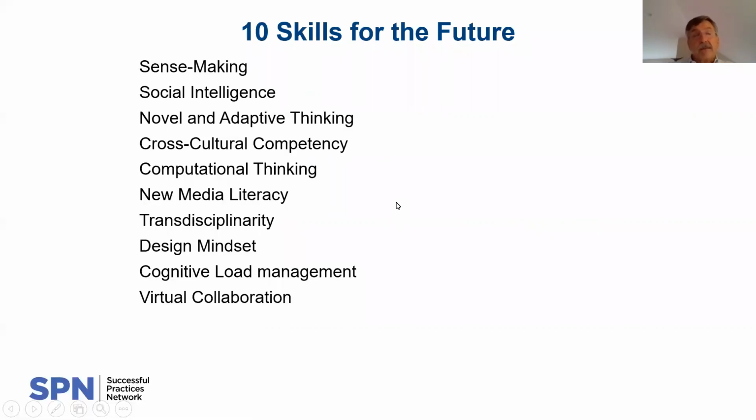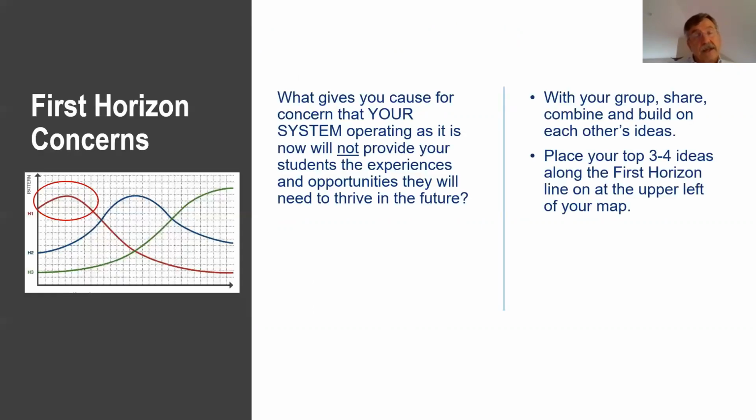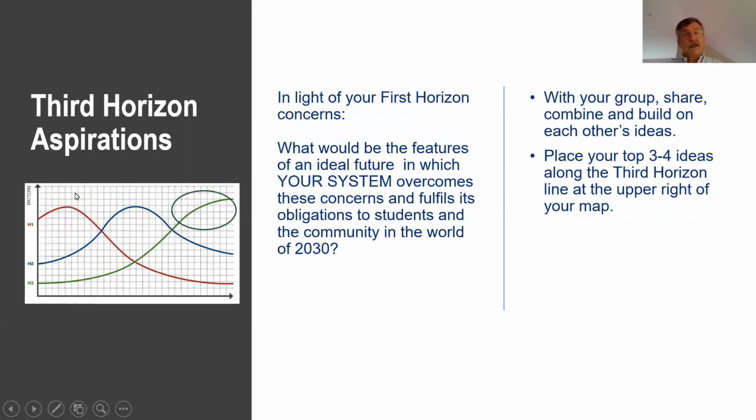What that means is going back to this list and saying, where are we doing this? Are we doing this? Are we not? And then what you want to do is, in your group, sit down, think about and share ideas and jot into this chart 3 or 4 things that you're concerned about in your current system. Then you'd move to the visionary section.